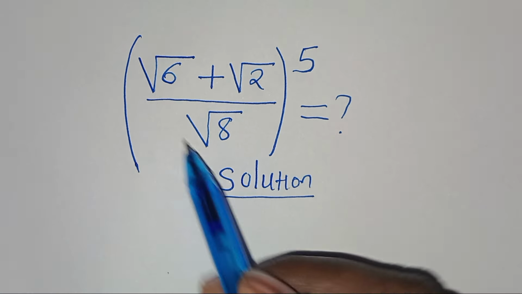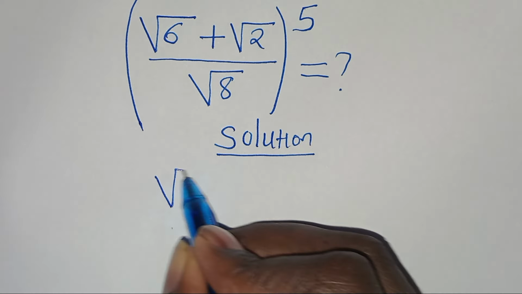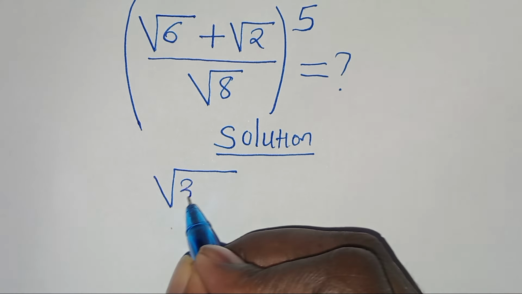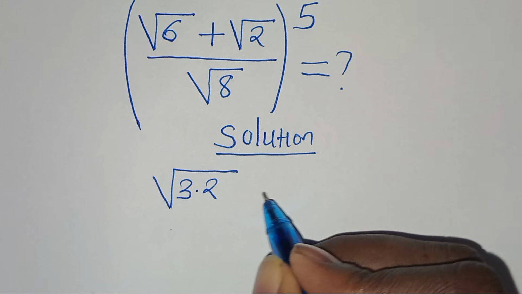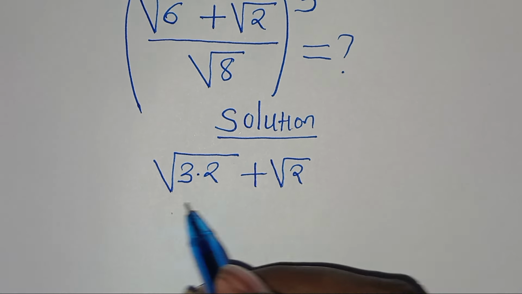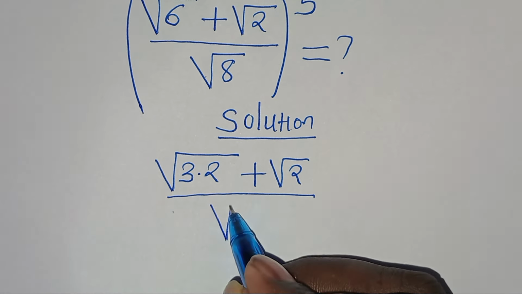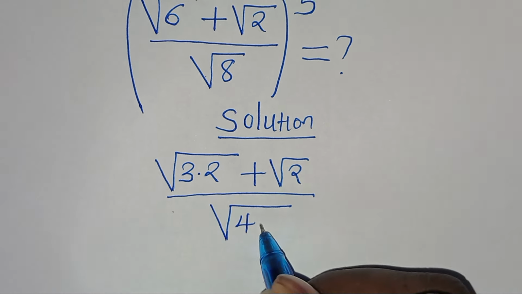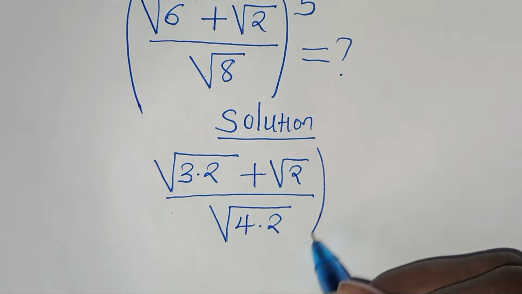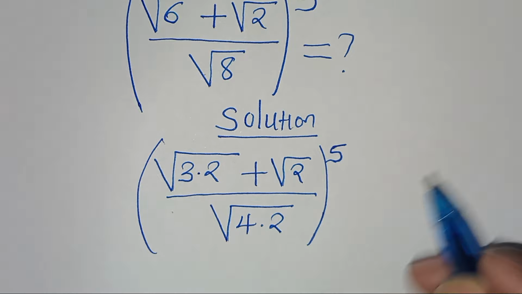Now we can express the square root of 6 as the square root of 3 multiplied by 2, then plus square root of 2, divided by the square root of 8, which you can express as the square root of 4 multiplied by 2, everything here raised to the power of 5.